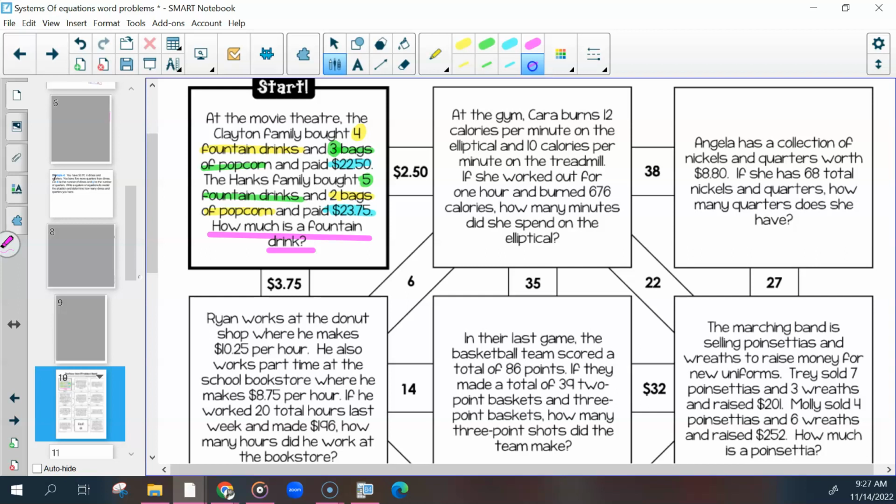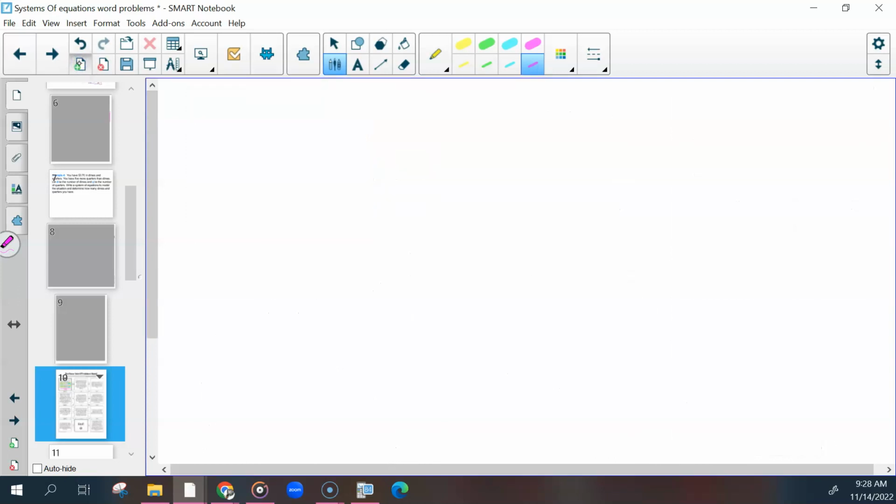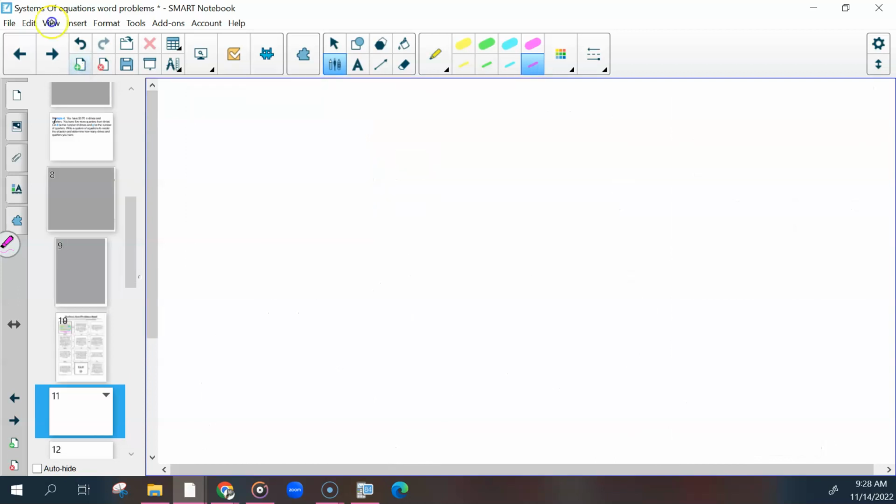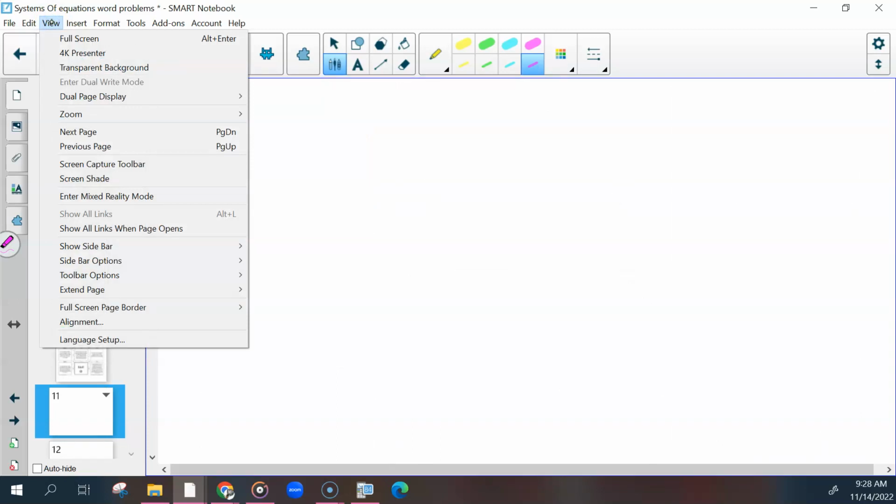Also notice that there are 6 numbers. That means when we set it up in the ax plus by equals c format, you'll have an a and a b and a c for both equations. Now we just need to find variables. So we don't know how much a fountain drink is, which means we also don't know how much popcorn costs. So we're looking for costs. I can do this one. Where is the thing I'm looking for? This.